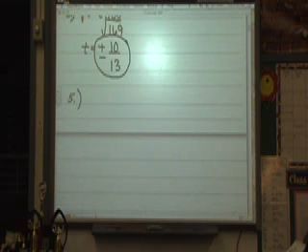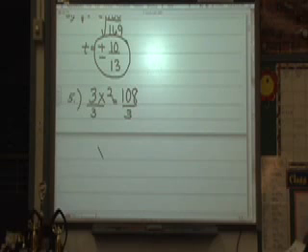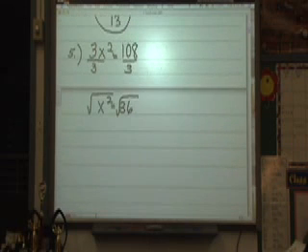Number 5. 3x squared equals 108. Perfect square is not isolated. Divide by 3. X squared equals 36. Now take the square root of both sides. X equals positive and negative 6.